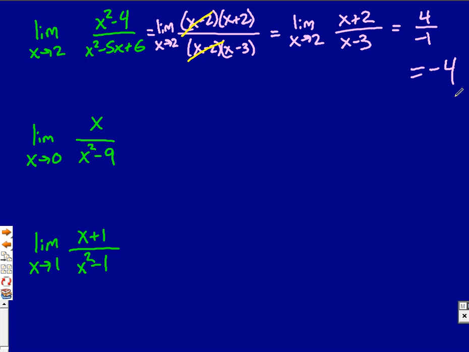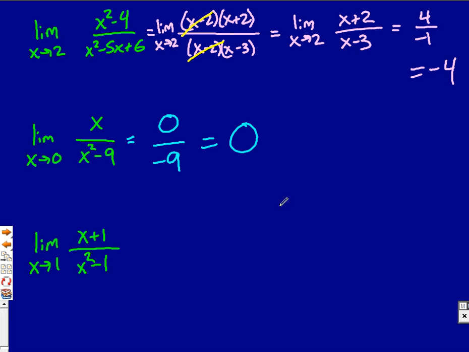Number 2, when you try to factor, nothing cancels. Well, why does that happen? Did you remember step 1? What do you always do first? Plug in. What's 0 divided by negative 9? 0. Just that easy. Don't forget, plugging in first can possibly get you the answer.